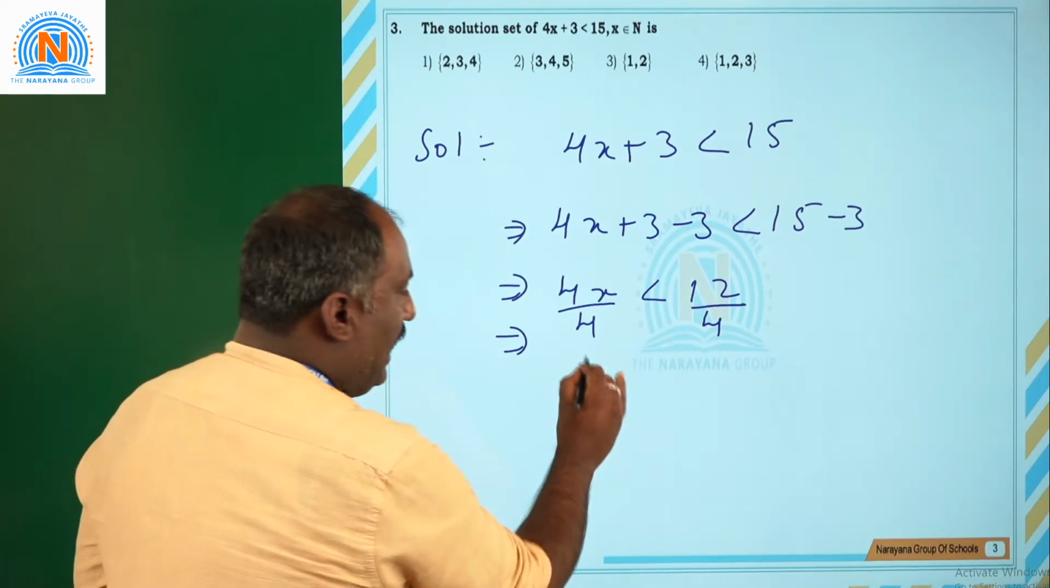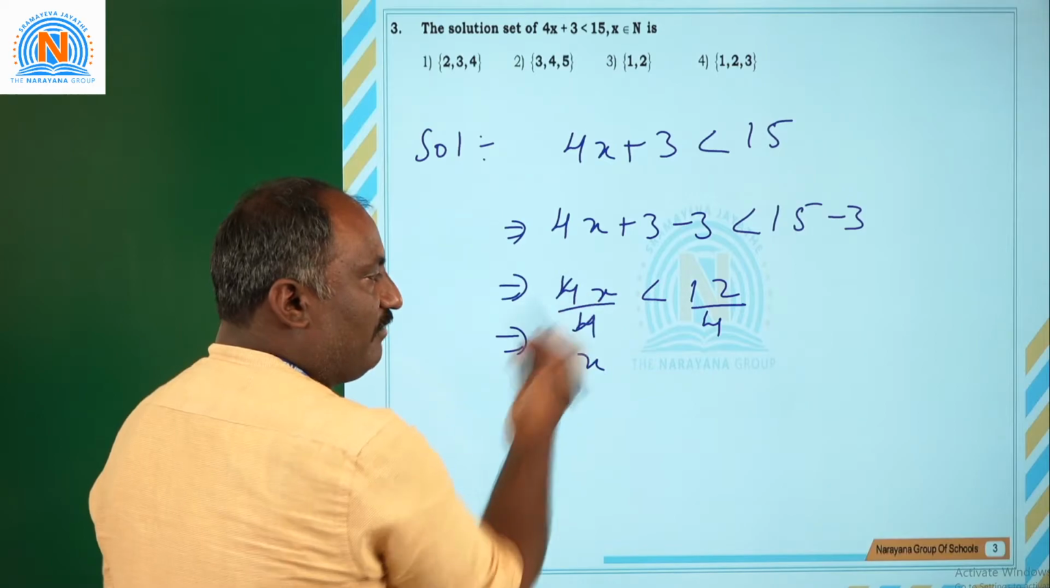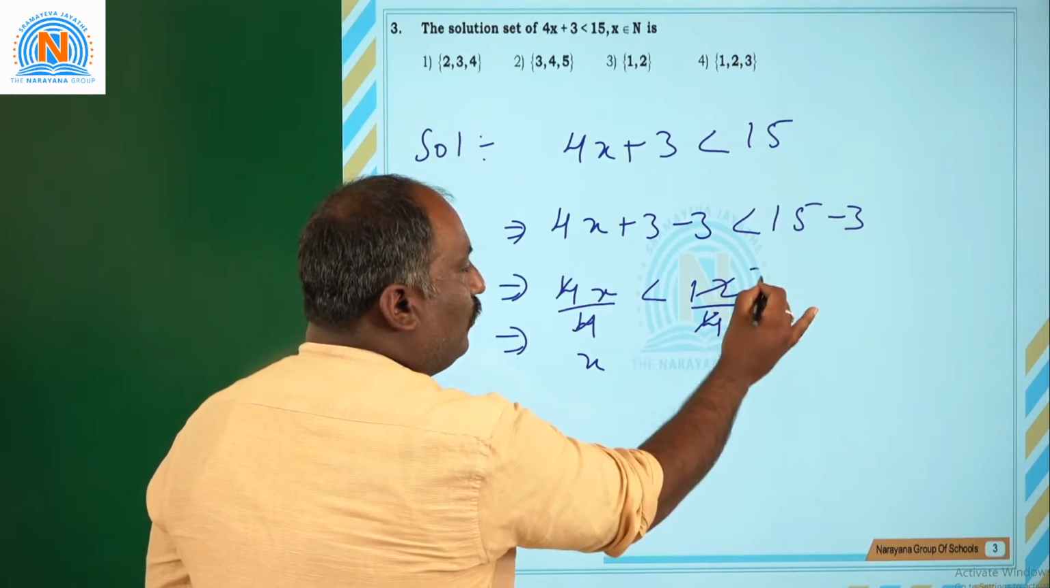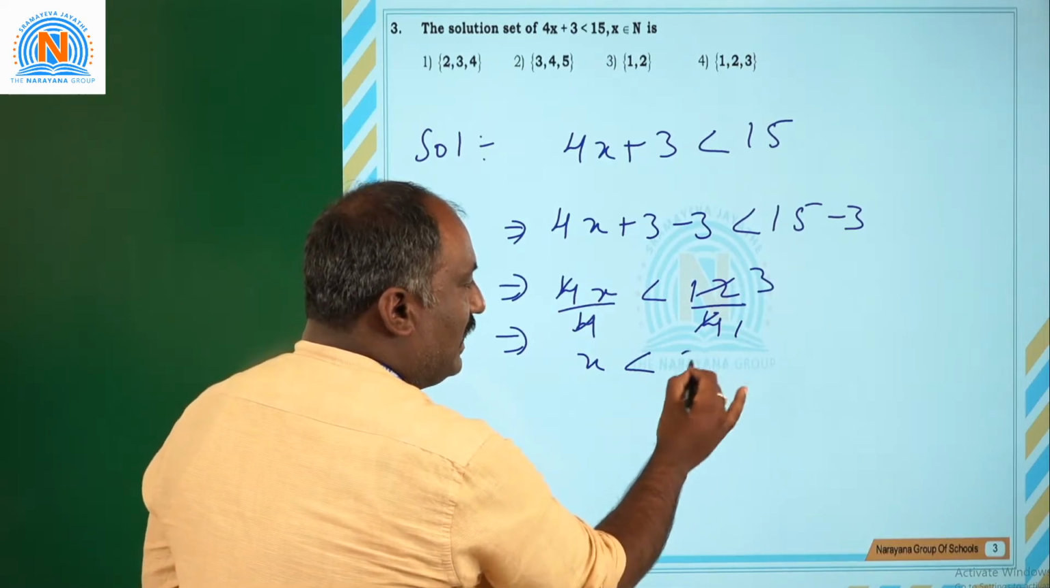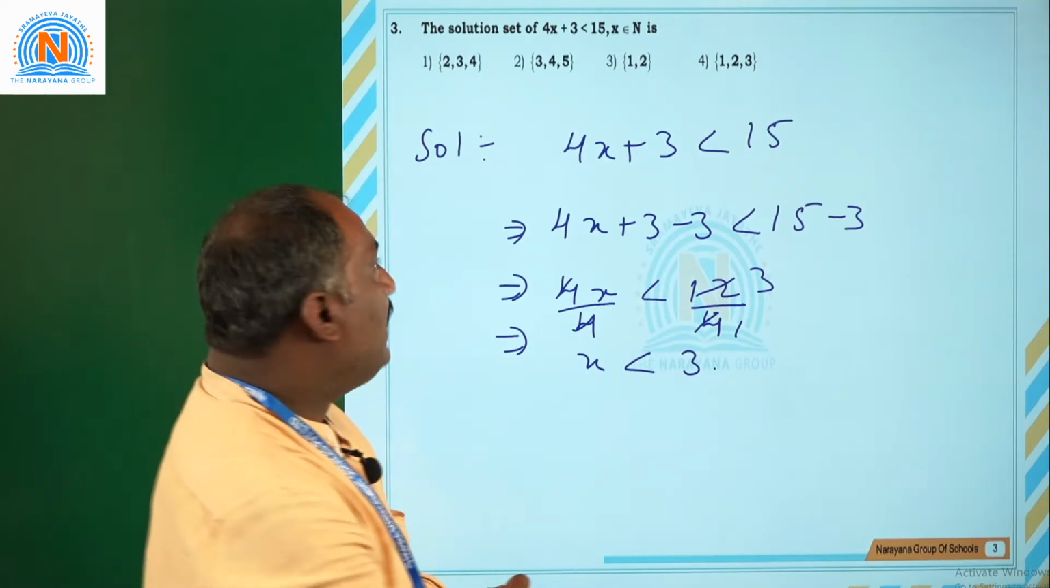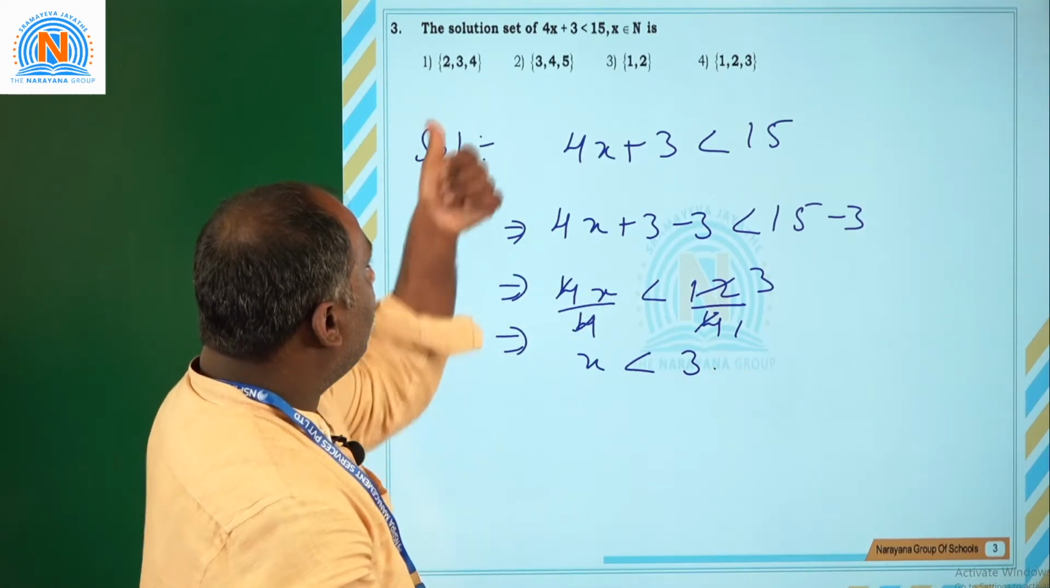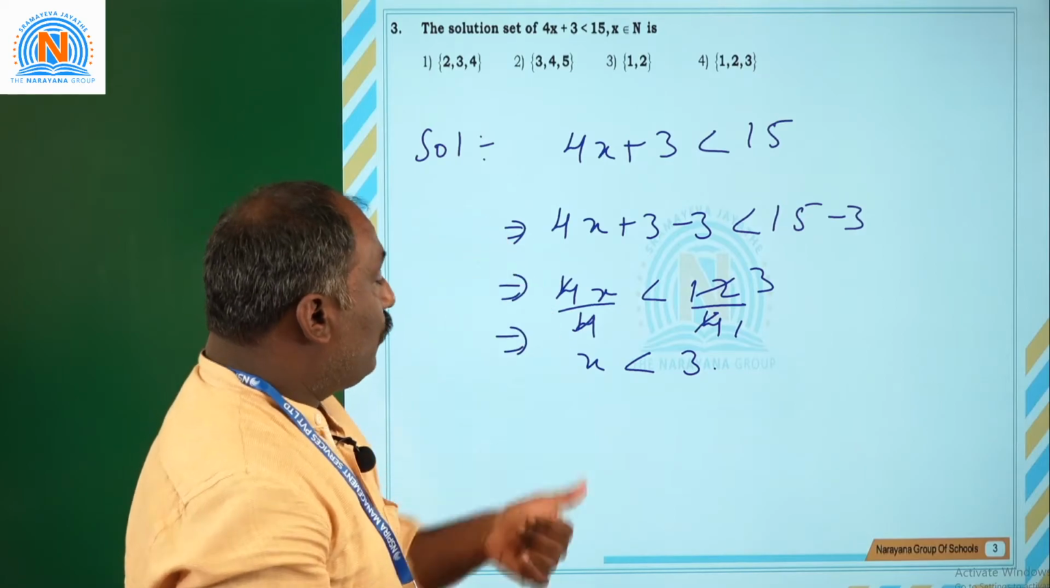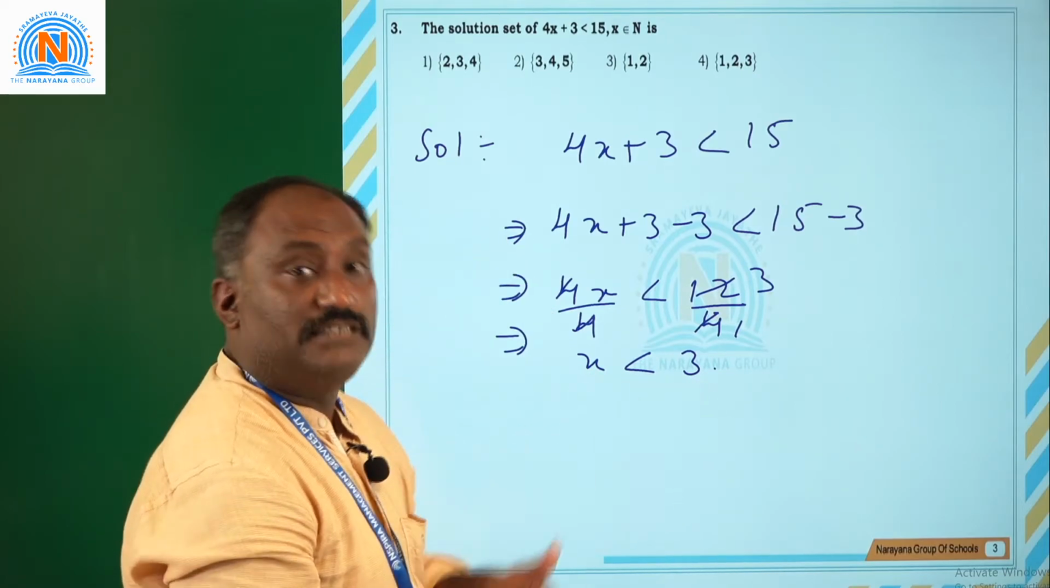So you will get x, 4 gets cancelled, you will get 1, and 4 ones are, and here 4 threes are. So x is less than 3. From this one I can conclude the first option you are getting 2, 3, 4. Here x is less than 3 they are asking.